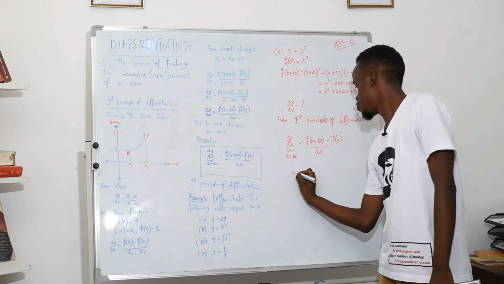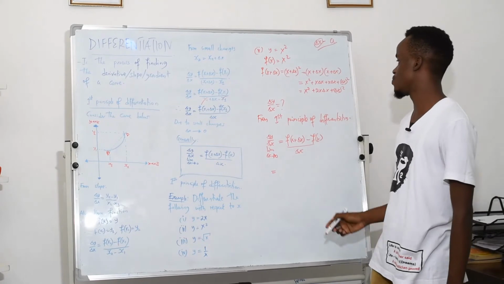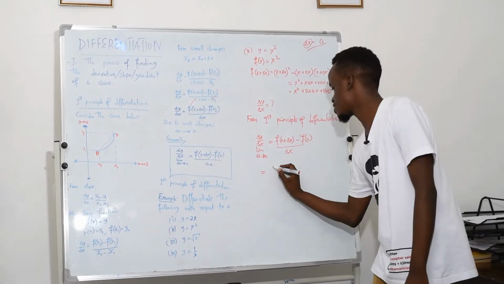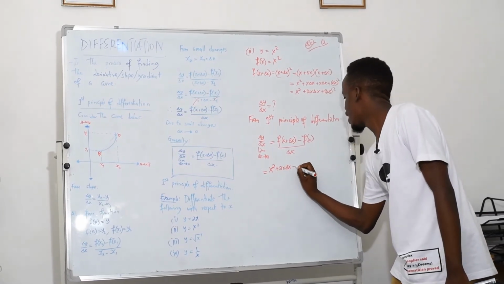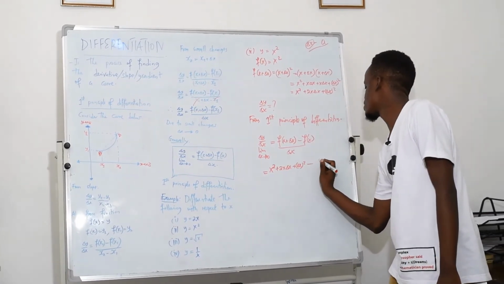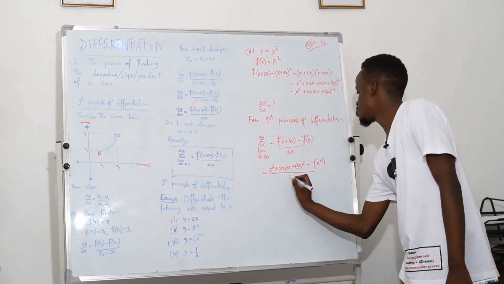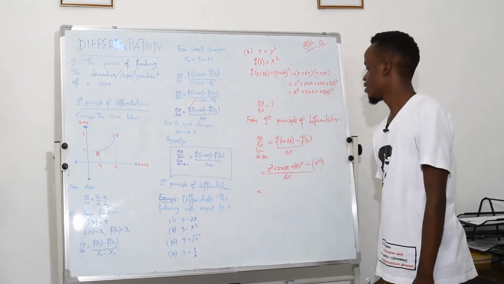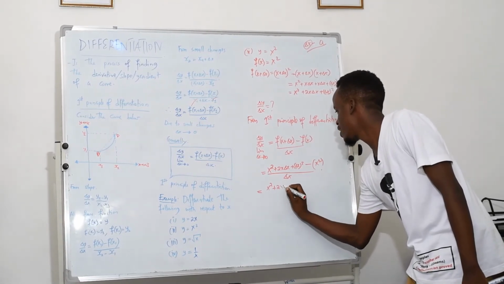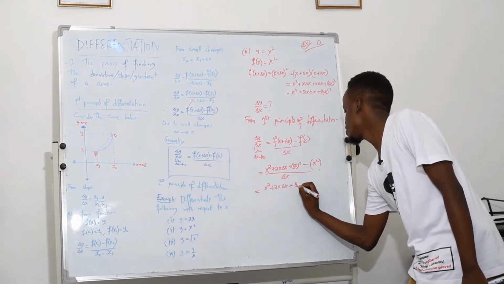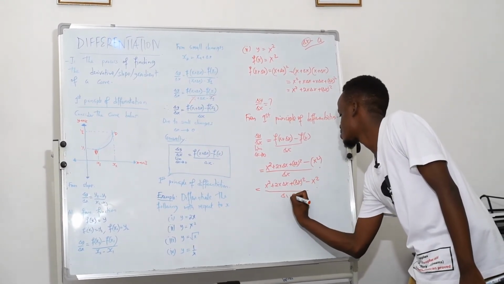After that, you substitute your values: f of x plus change in x equals x squared plus 2x change in x plus change in x squared. Therefore, you'll have x squared plus 2x change in x plus change in x, bracket squared. You subtract, remember the brackets, you subtract x squared. Then you divide by change in x. After that, you open the bracket, you'll have x squared plus 2x change in x plus change in x, bracket squared, minus x squared, then you divide it by change in x.